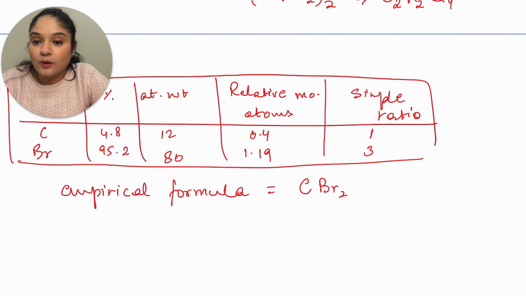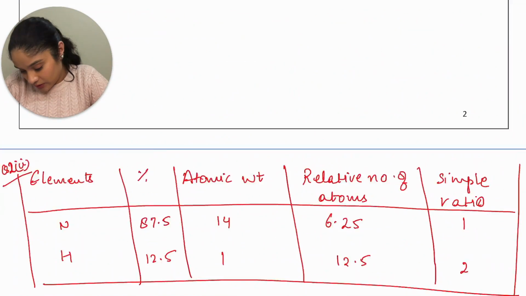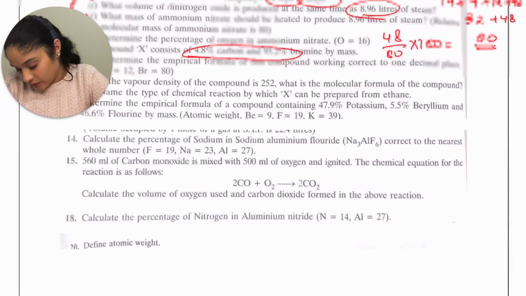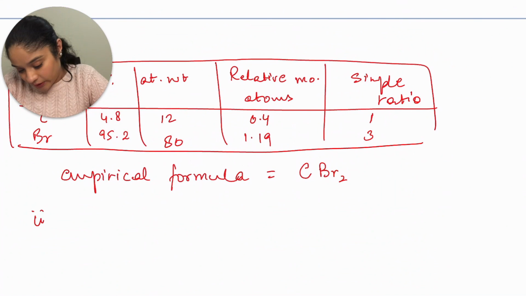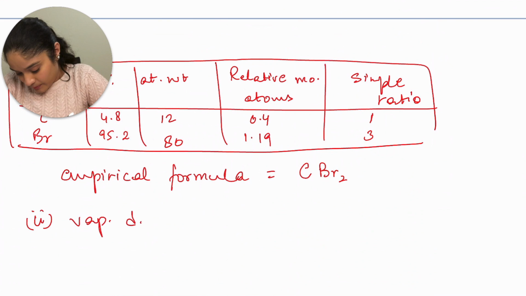Now let's move ahead with the question. What does the next part of the question say? The next part is saying, if the vapor density of the compound is 252, what is the molecular formula of the compound? 252 is the vapor density. So second part: vapor density is 252.